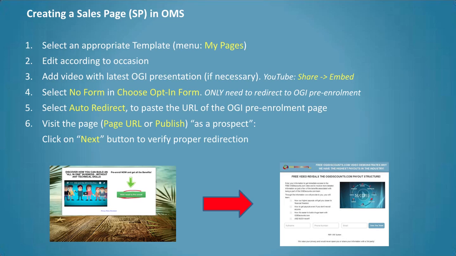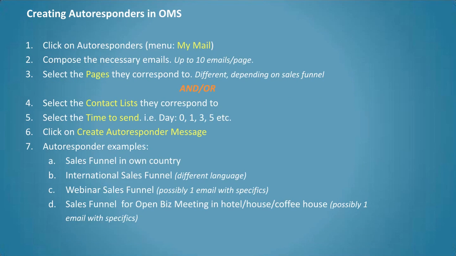We just want to redirect our prospect to the OGI pre-enrollment page, and we'll copy that URL in the Auto Redirect field. And then we're going to check it, again behaving as a prospect, by clicking the appropriate button in the sales page and making sure that we're redirected to the correct page.